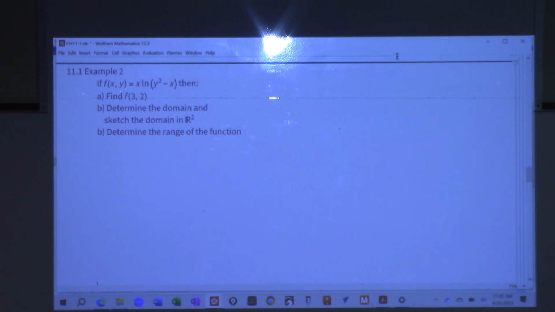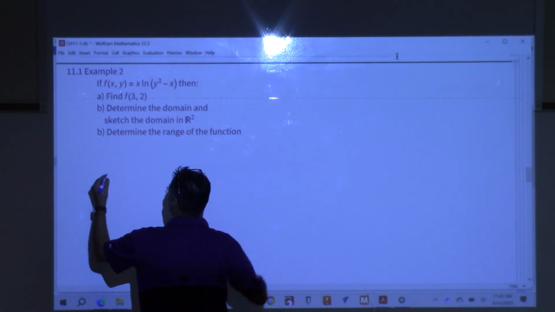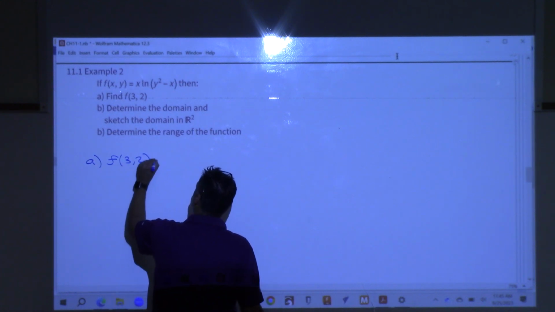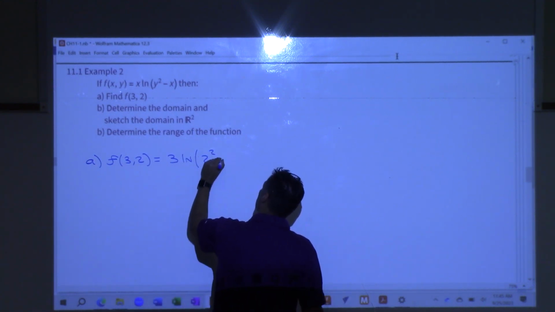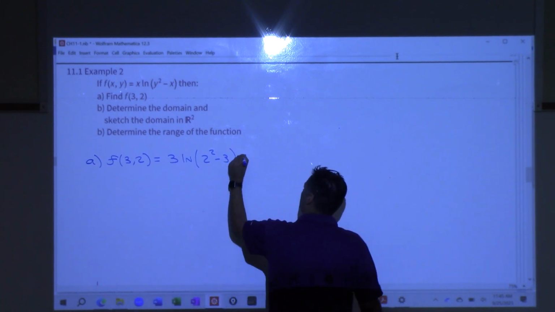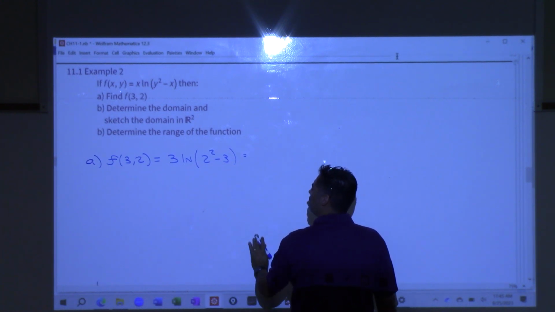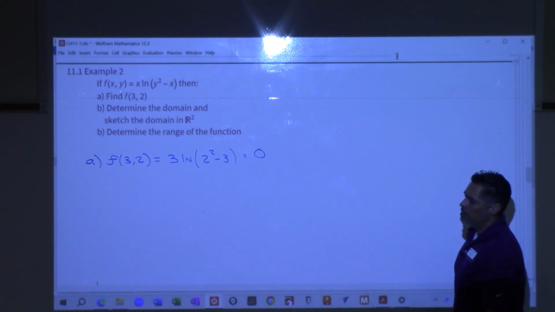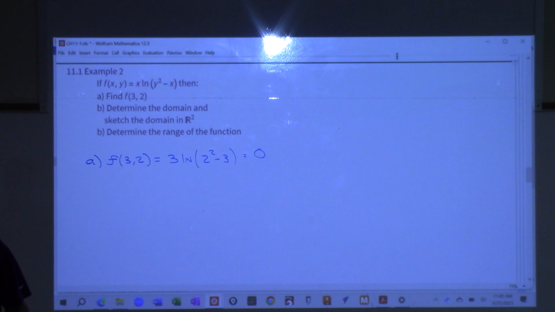All right, what about this one? F of 2, 3. Or sorry, 3, 2. Does the order matter? Absolutely. Sorry, I said that wrong. F of 3, 2 means we have 3 natural log of 2 squared minus 3. That's right? Okay. So isn't that 0? Natural log of 1 is 0. So when you plug in 3, 2, you get 0.